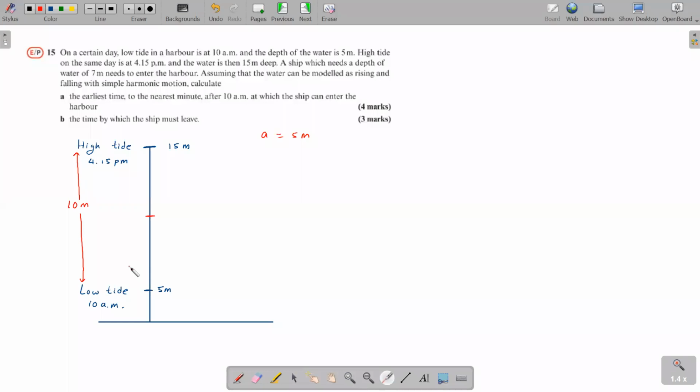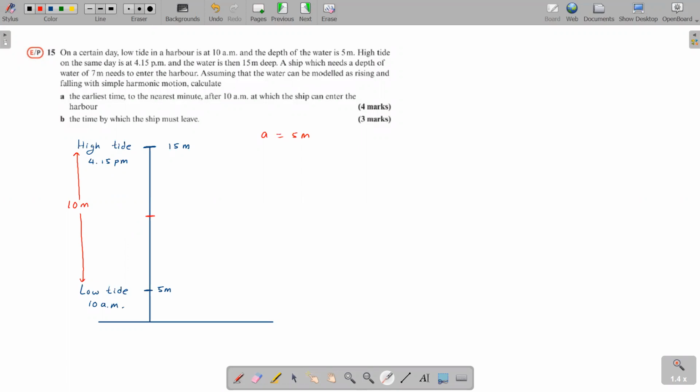So what will be the periodic time? You can see from low tide to high tide, you start at 10 a.m. and you end up at 4:15 p.m. So that's how many hours? From 10 a.m. to 4:15 p.m., that's 6 hours and 15 minutes.